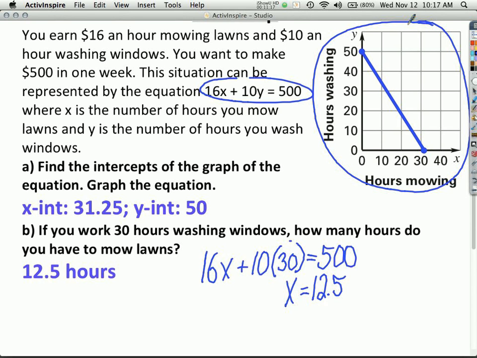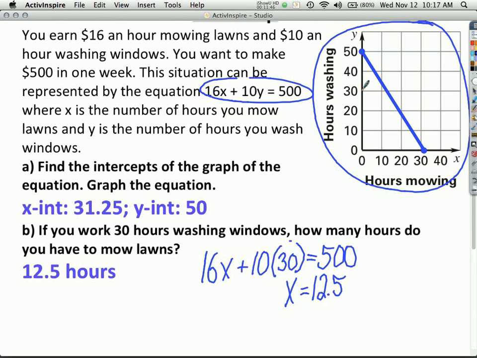I'll give you a little bit of guidance. It says that if you work 30 hours washing windows, so here's 30 hours washing windows. Give me a thumbs up when you see it. A couple more people see it. 3 more people see it. Okay, 4 more people see it. Okay, so put your thumbs down.